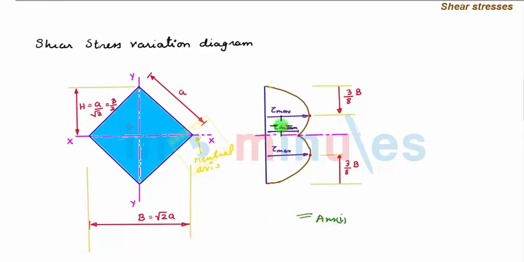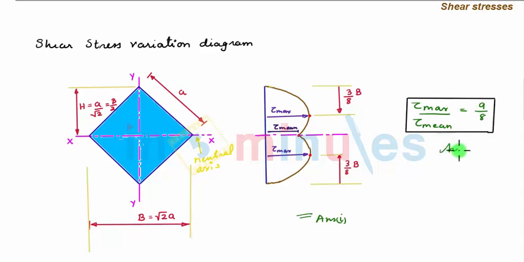Now the ratio of maximum shear stress and mean shear stress we have already found out, and this is tau max by tau mean equal to 9 by 8. So this is your second answer. So with this, the problem is solved.